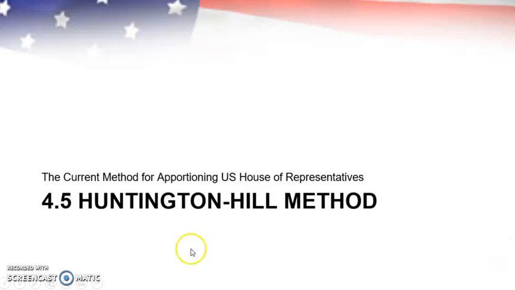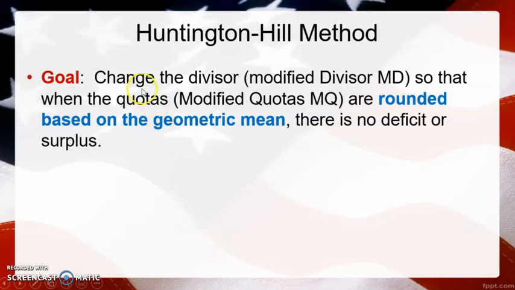And that brings us to our final modified divisor apportionment method, which is the Huntington-Hill method. In the Huntington-Hill method, our goal is still to make a modified divisor, so that when the quotas are rounded based on the geometric mean, there is no deficit or surplus. So Jefferson rounded down, Adams rounded up, Webster's rounded conventionally, but Huntington-Hill is going to round based on the geometric mean.